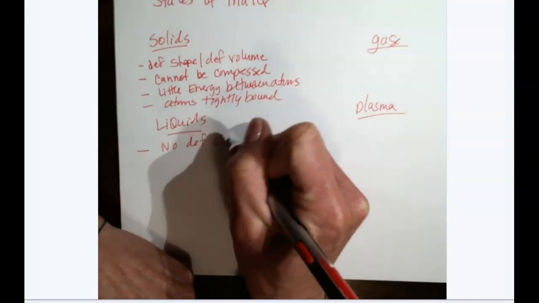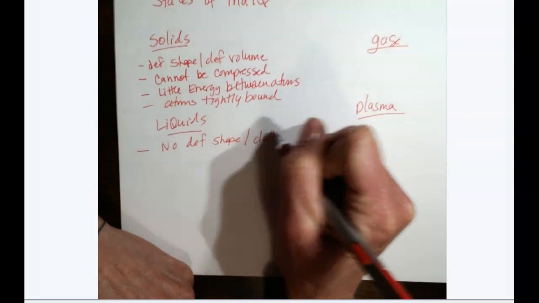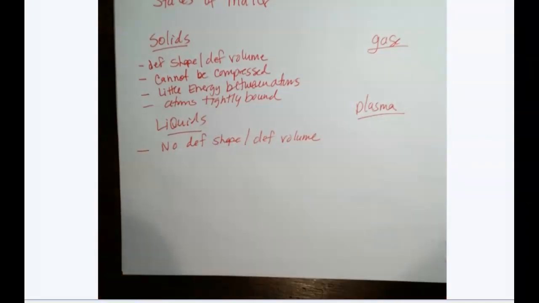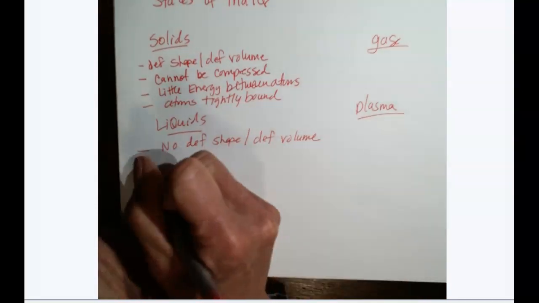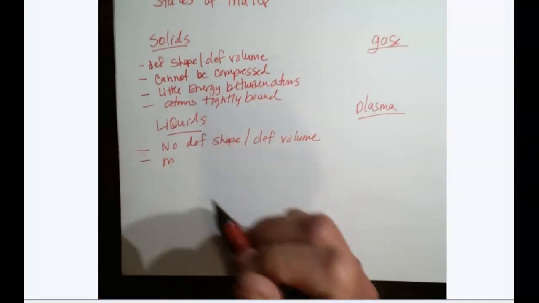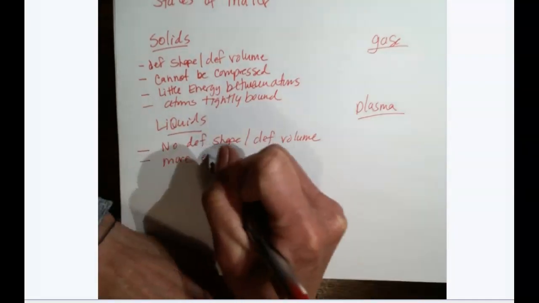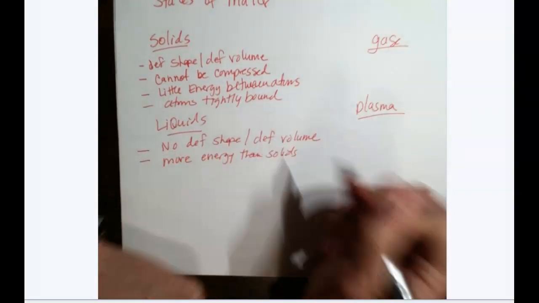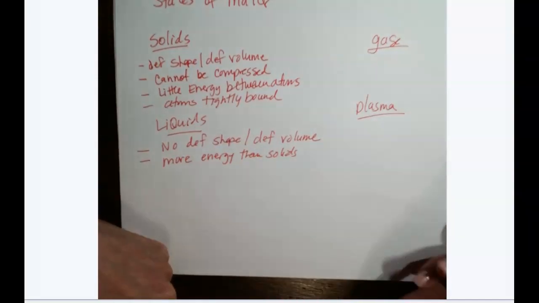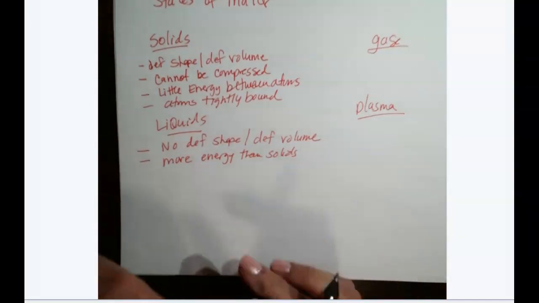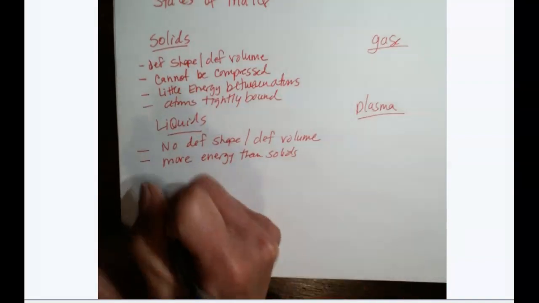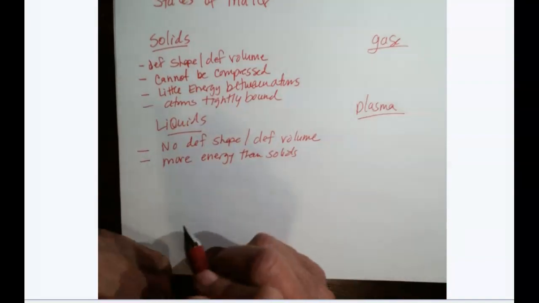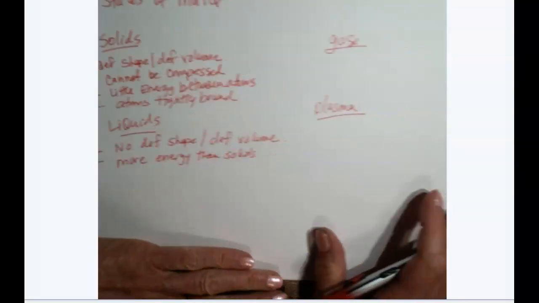Liquids, on the other hand, have no definite shape, but they do have a definite volume. I'm sure you guys remember that a liquid is going to take the shape of whatever container it is placed in. They have more energy than solids, so their atoms have more room to move around and flow on top of one another. That's the main things when it comes to liquids.